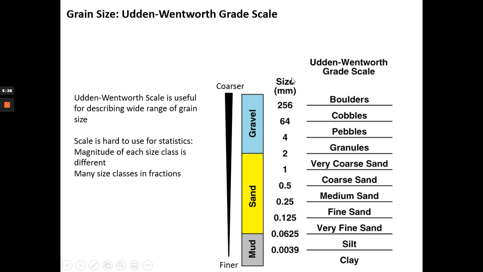In some cases, you have boulders, it can be, well, several centimeters large, centimeters in diameter, and so on, right? So, very wide size range. Okay. You are going to need a logarithmic scale to put it all in a single graph, right? And also, another thing is, there are many size classes which are in fractions, half, quarter, and so on. So it's hard to do statistical analysis like this. So you need to have another easier scale to do statistical analysis. Okay.